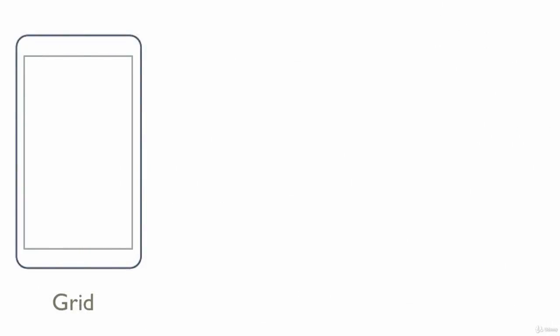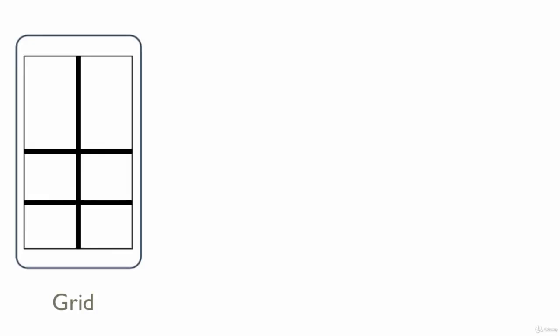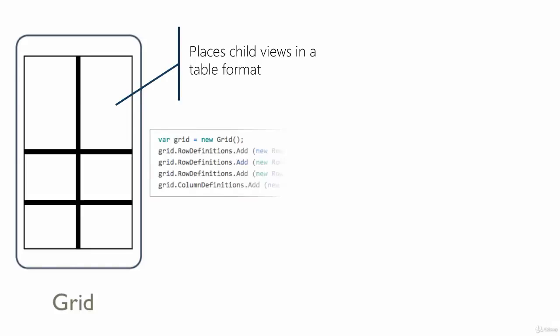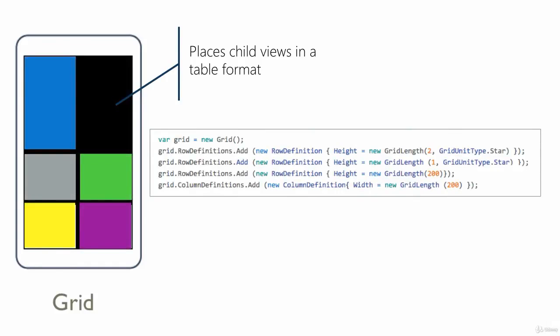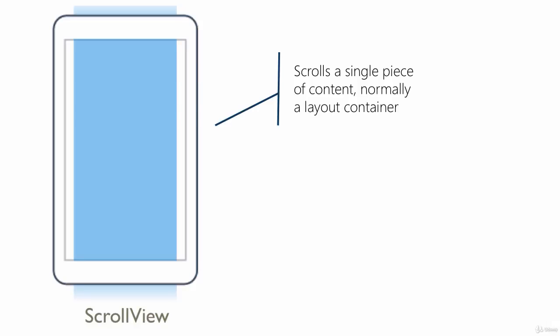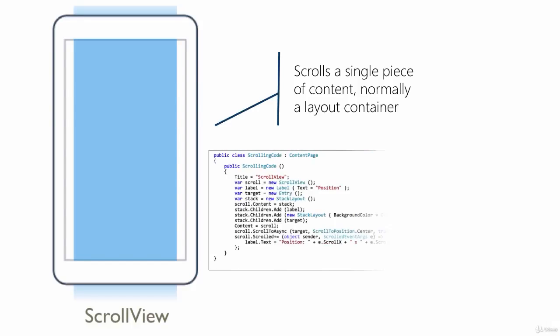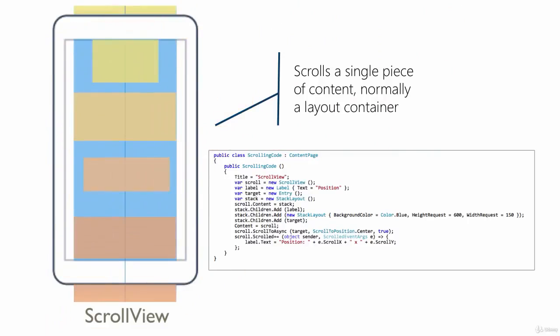A grid container organizes its children in a table format, similar to the HTML table, except this is strictly for layout purposes. WPF and Android also have this container style. Scroll view provides a scrollable container. If the single piece of content added to the scroll view is larger than the viewable surface, then the scroll view provides touch-based scrolling in the horizontal or vertical directions, or both.